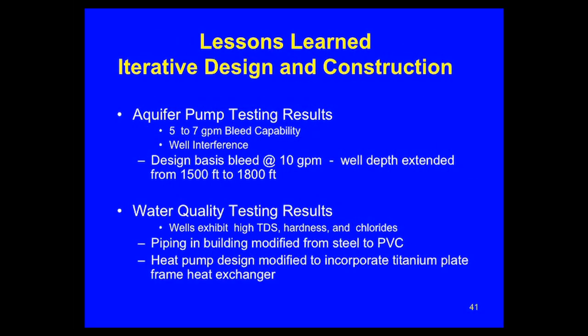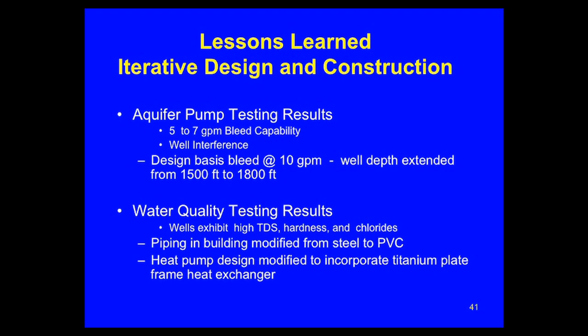And so what we learned during this design is that the well we originally expected to be able to reject about 10 gallons a minute. And through the plots that I showed you before, I didn't get into it, but we learned that we were only capable of about 5 to 7 gallons a minute. So we wound up drilling from 1,500 feet down to 1,800 feet to make up for the inefficiency of the well. And then we also learned that the water quality was pretty bad.